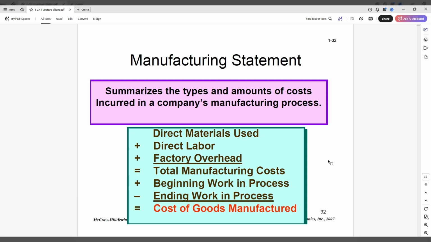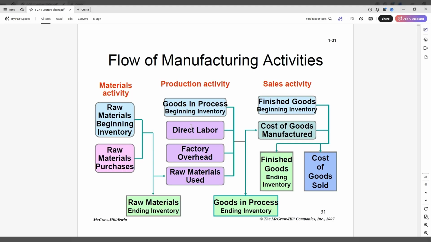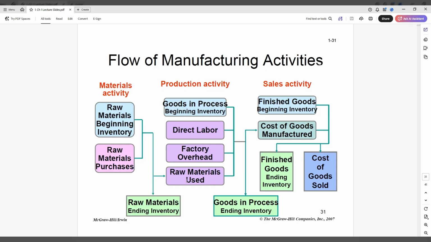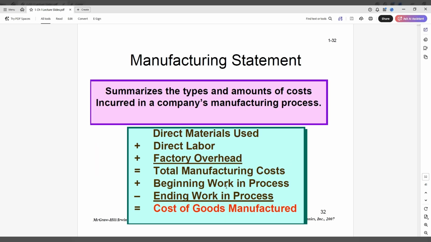A way to represent this and track it in terms of a reporting mechanism is the manufacturing statement. And so the manufacturing statement here, as it mentions, summarizes the types and amounts of costs incurred in a company's manufacturing process. And so we could calculate cost of goods manufactured by taking our direct materials used, direct labor, and factory overhead, so those 3 costs of production. And then that's our total manufacturing costs. And then we basically do this whole beginning finished goods inventory plus cost of goods manufactured minus the ending work in process equals cost of goods manufactured.